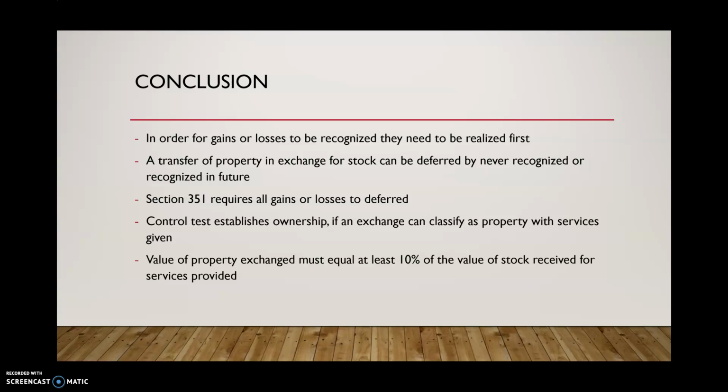So this section was relatively short, very to the point. It sums it up: in order to get gains or losses realized, a transfer of property in exchange for stock can be deferred. It talks about section 351 and how gains or losses are deferred in that. What establishes ownership in a company, and the value of property exchanged must equal at least 10% of the value of stock received for services provided.